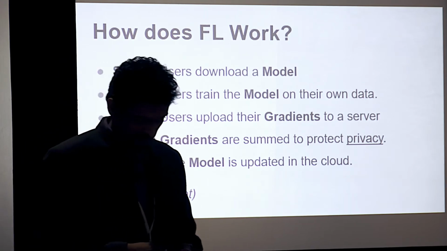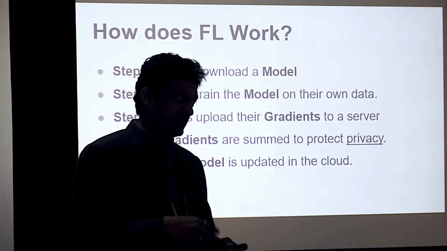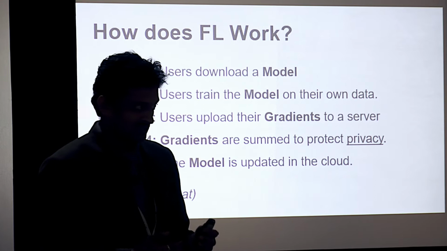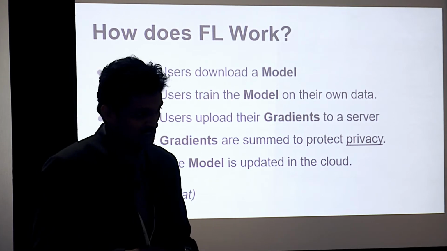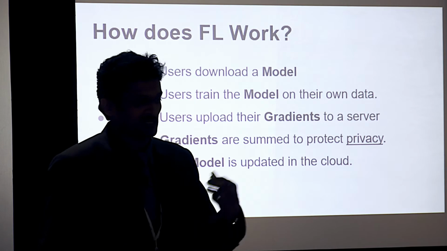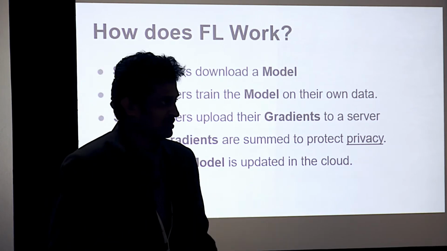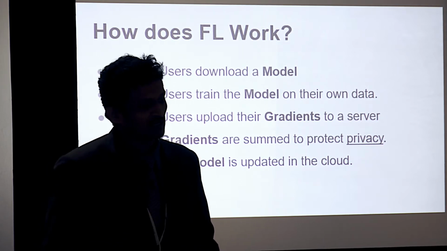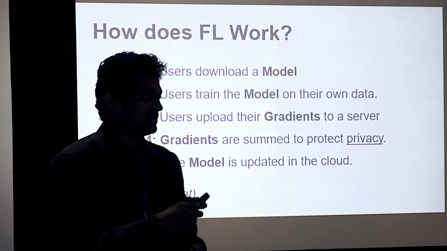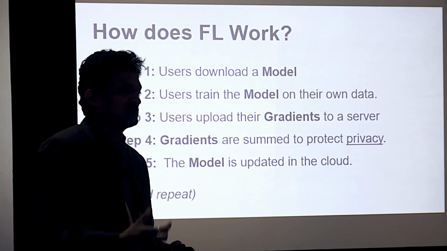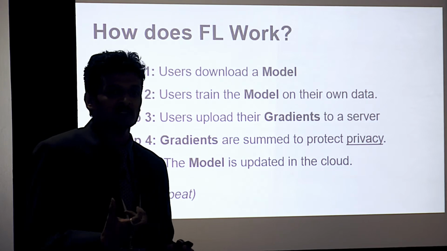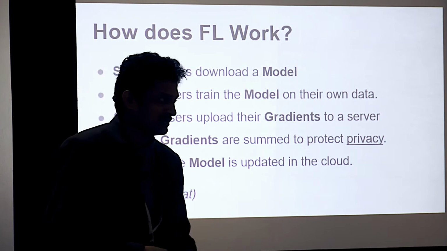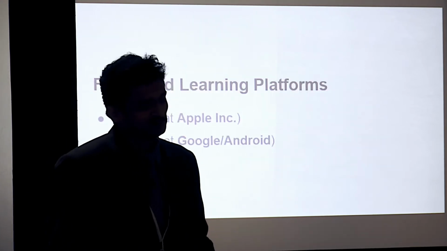The user downloads a model. Users train the model on their own data, whatever you are typing, and then the gradients, which are the differences between the parameters, the weights of the parameters, are sent to a server. It could be a centralized server or a decentralized server setup. What we are trying to build is a decentralized server setup, and then the gradients are summed to protect privacy and the model is updated in the cloud. Right? If it is a centralized Amazon server, it will be the cloud. If it is a decentralized model like IPFS storage where the hashes are stored on the Ethereum blockchain, that could be a decentralized version of it.